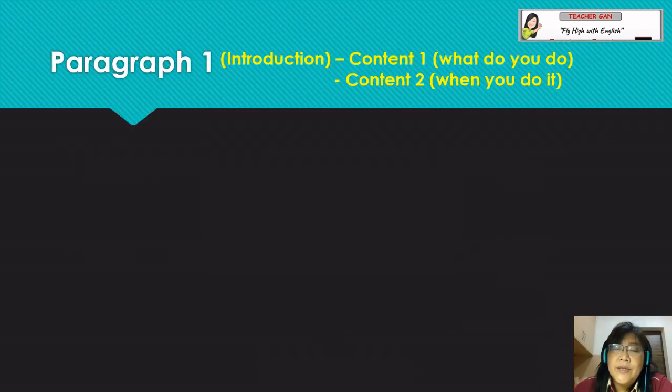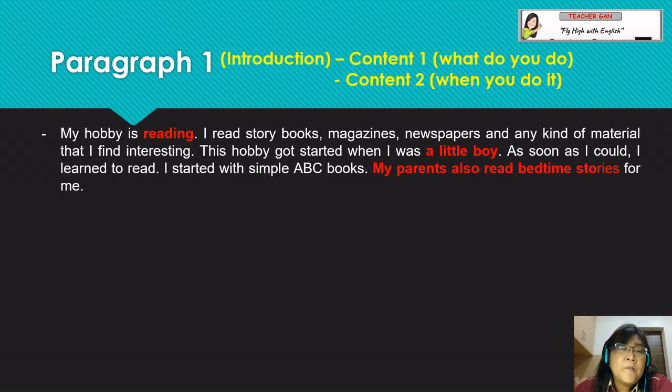We are going to start writing by writing the first paragraph, which is the introduction. So remember that we have content 1, what do you do, and content 2, when you do it. So let's look at the first example. My hobby is reading. I read storybooks, magazines, newspapers, and any kind of material that I find interesting. This hobby got started when I was a little boy. As soon as I could, I learned to read.